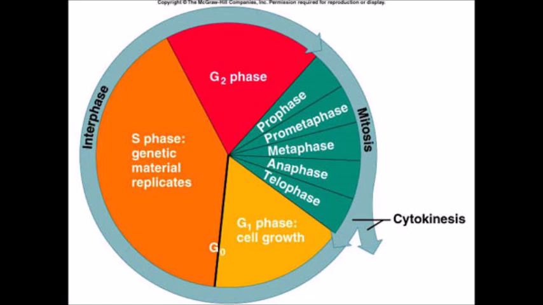During gap 1, the cell functions normally and protein and organelle synthesis occurs such that the cell doubles in size. The extra proteins and organelles mean that both daughter cells will be able to function the same as their parent cell. In the synthesis stage, DNA is replicated. This is done by semi-conservative replication and produces two identical copies of each chromosome.